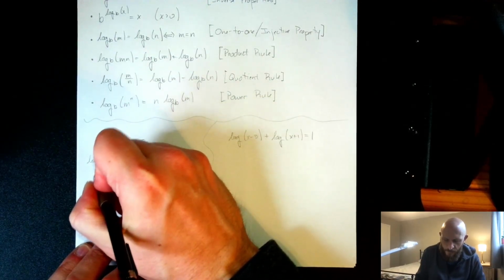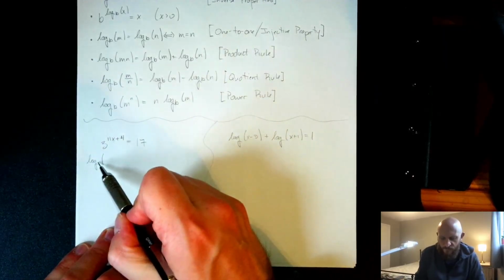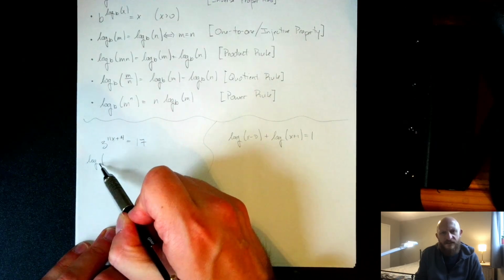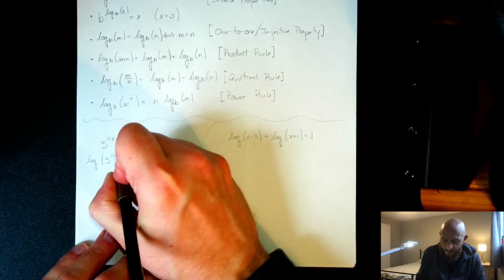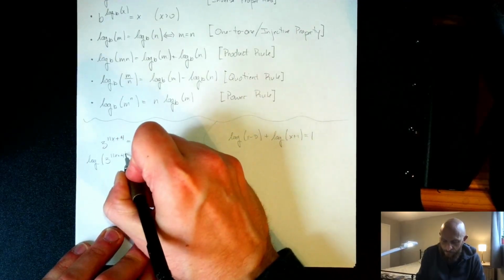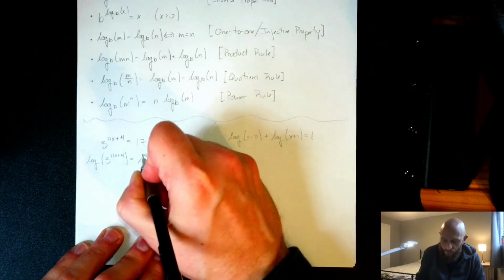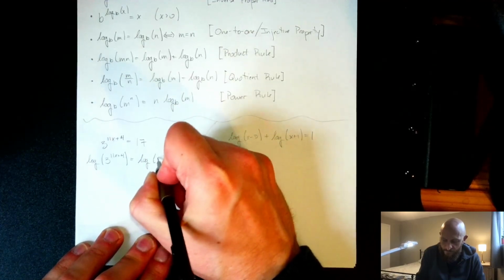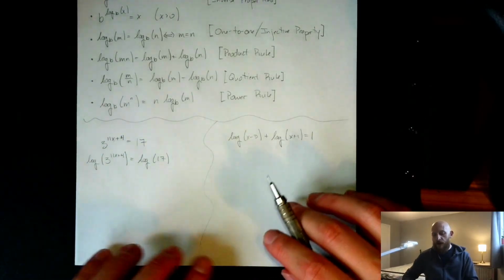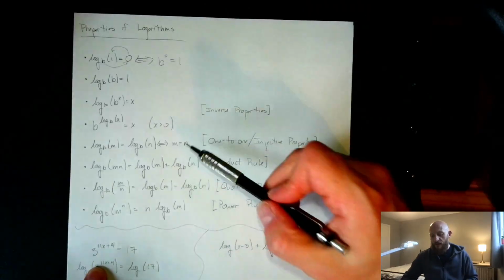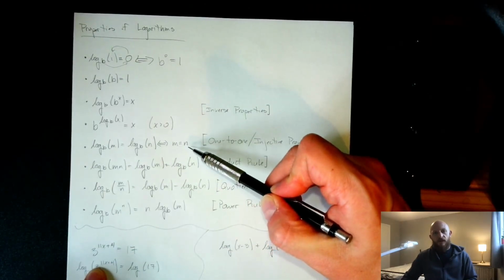So log, and remember, if there's no base specified, it's implied that it's base 10. So log of 3 to the 11x plus 4 equals the log of 17. So I'm just taking the log of both sides. That's fine. This is legal to do because of the injectivity of the log function.